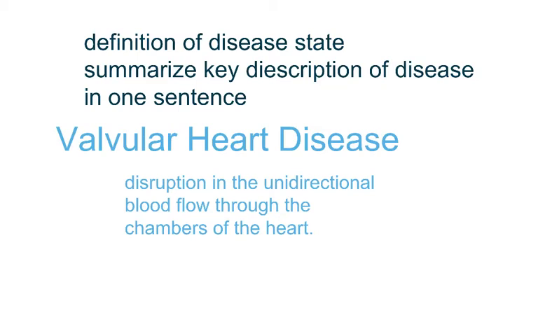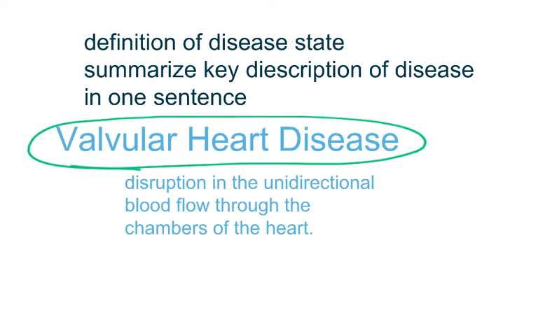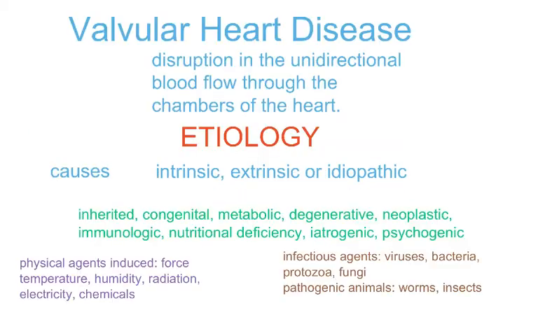Now, we're using valvular heart disease as our example, okay? So a simple definition of valvular heart disease is disruption in the unidirectional blood flow through the chambers of the heart. And description is spelled wrong, so I apologize for that. So valvular heart disease is disruption in the unidirectional blood flow through the chambers of the heart.